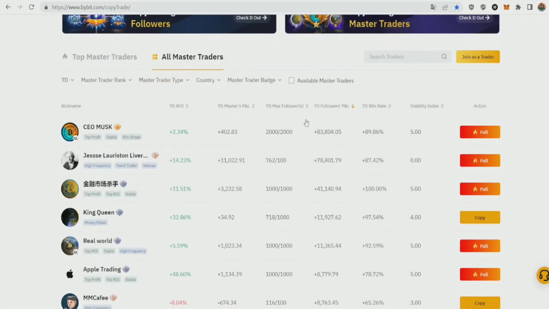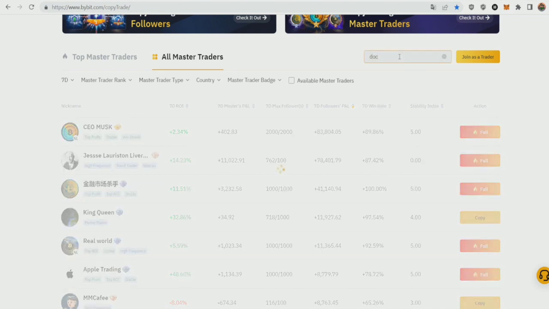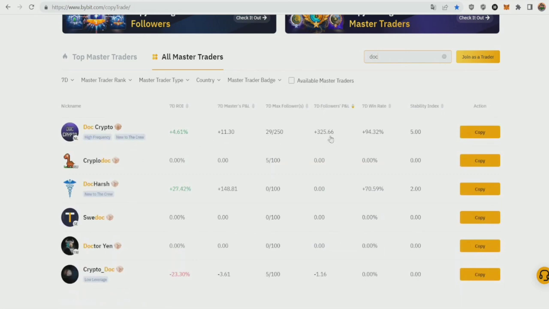Then there's a couple of indicators you need to watch. The first one, that they make good profit for the followers. The second one, that their win rate is 90 plus, and the third one, that their stability index is 5. A stability index of 5 means they're doing very steady trades, not many risky ones. You'll see the best ones are almost already full, but I'm gonna show you one of my favorites to look at. His name is Doc Crypto, but as you can see, profit for followers is positive, 94% win rate and 5 stability index.